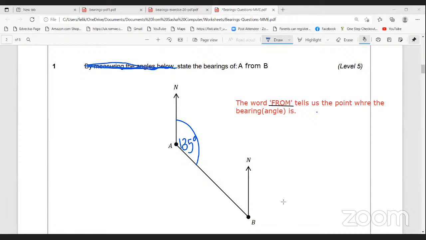Good? The next thing we're going to look at is how to read our angle. Our angle for a bearing starts at the north line and goes clockwise. Where does it start?